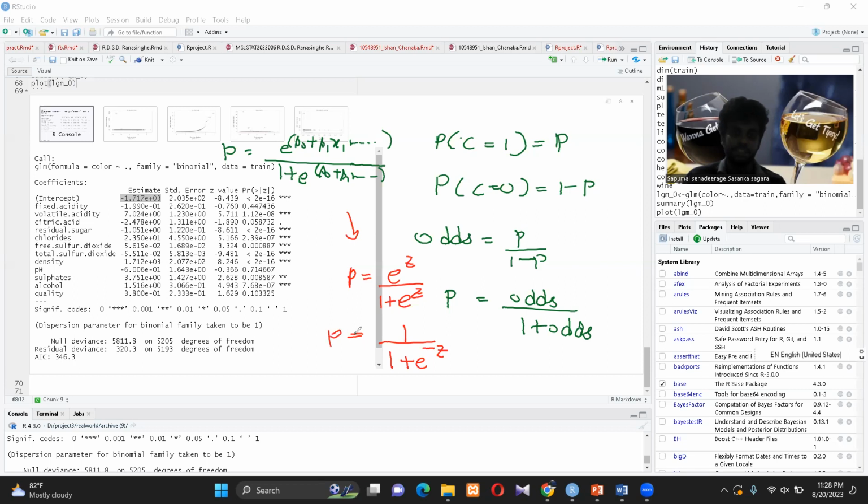Okay, then z is nothing else, it's given by beta naught plus beta 1 x1 plus beta 2 x2. Likewise, it is corresponding to a number of attributes we have contributed for the final model, right? So when z approaches infinity, with the help of limits, you can say e to the power minus infinity tends to 0, then 1 over 1 equals 1, right? There is a limit, right?